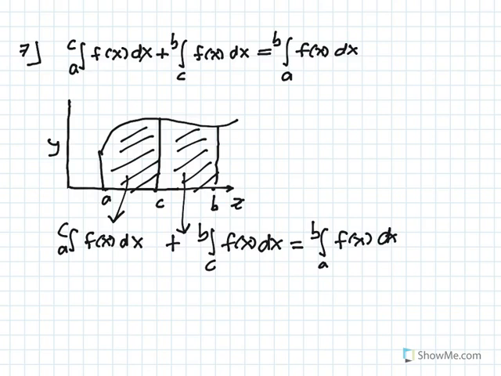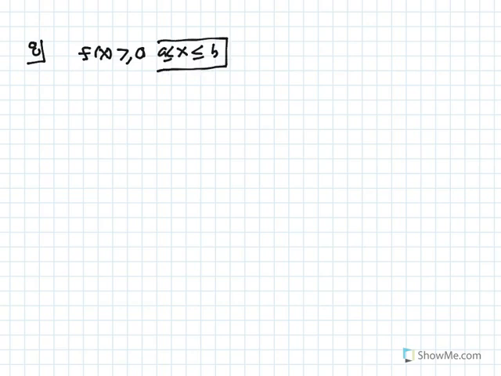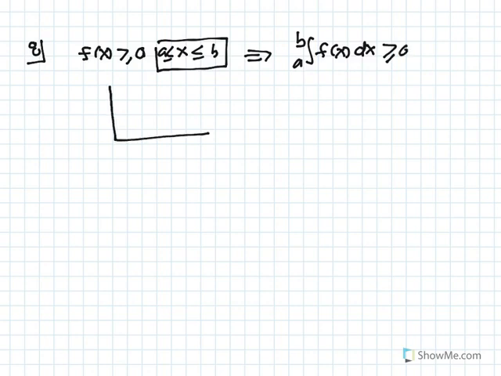All right, so now let's look at property number 8. Property 8 is actually quite easy. It says that if a function is positive, if f of x is larger than 0 for x between a and b, then the definite integral from a to b of f of x dx will be larger than 0. Let's illustrate this with a diagram. So we have a function from a to b.